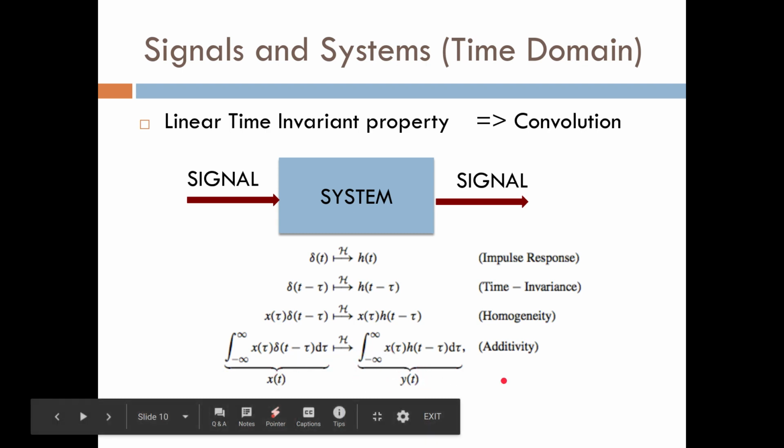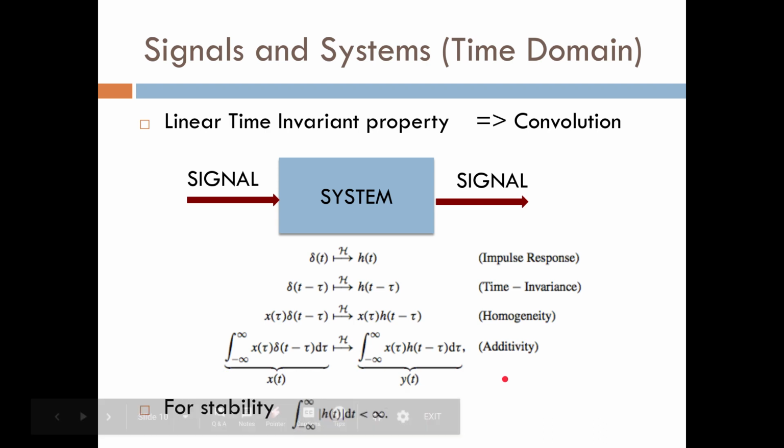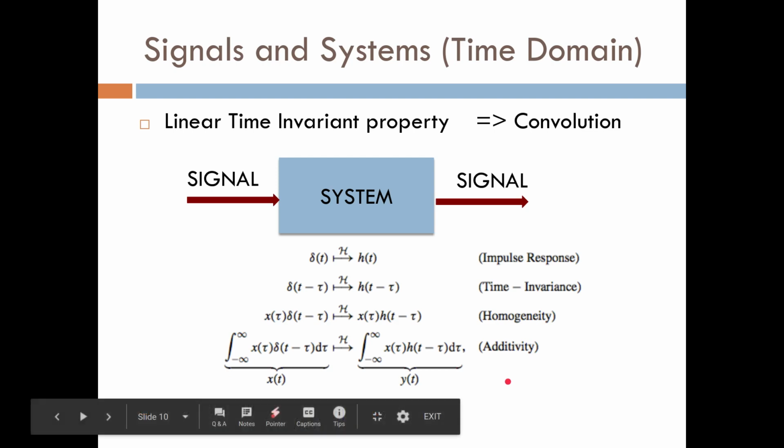So this indirectly means that an LTI system implies convolution. That is, when we have an input signal passed through the system, the output is a convolution of the impulse response of the system with the signal. And also, for BIBO stability to hold, the integral from minus infinity to infinity of the magnitude of h of t dt is less than infinity. This is known as BIBO stability, bounded input, bounded output.